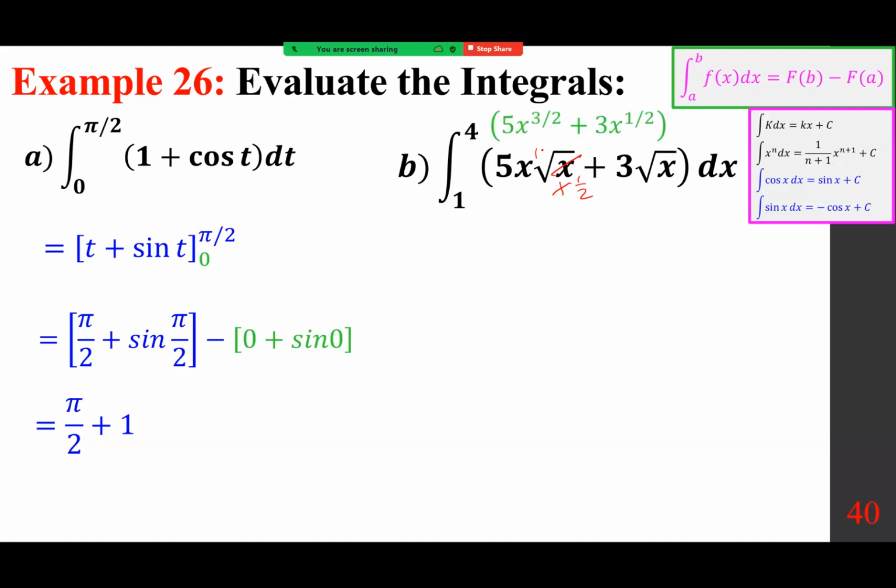Why are we doing that? So we can use the power rule. So we are going to divide by 3/2 plus 1. So 5 divided by 3/2 plus 1, x to the power of 3/2 plus 1. We're going to divide by 1/2 plus 1, 3 over 1/2 plus 1, x to the power of 1/2 plus 1. And we don't need the constant because we are evaluating from 1 to 4.